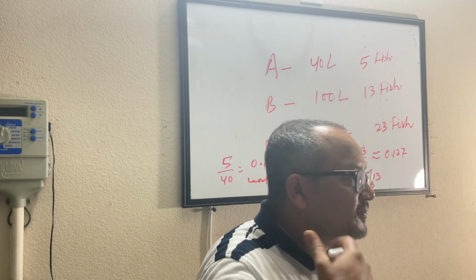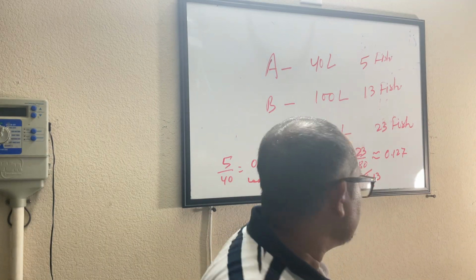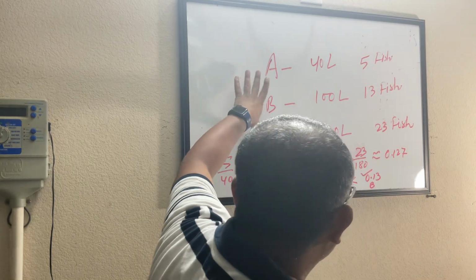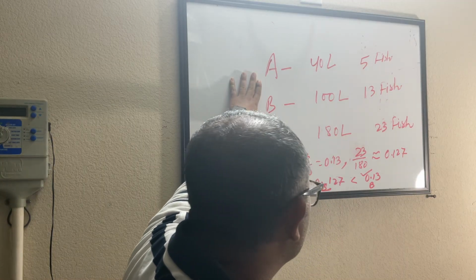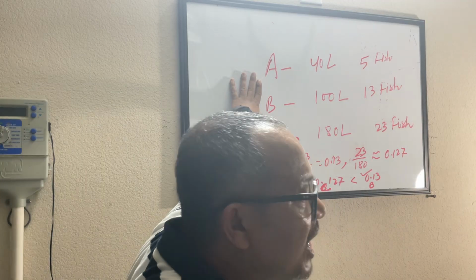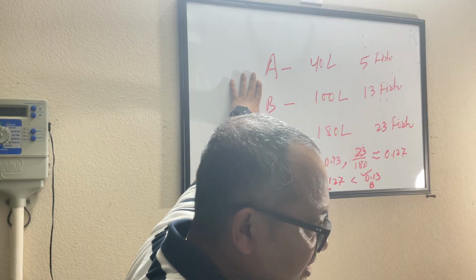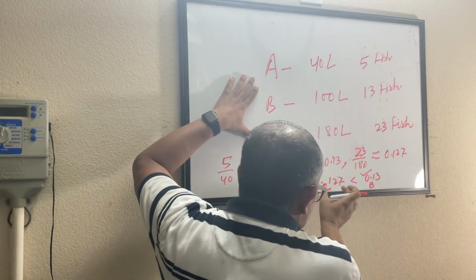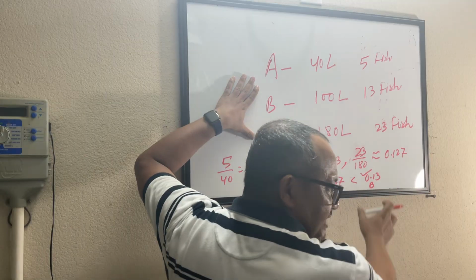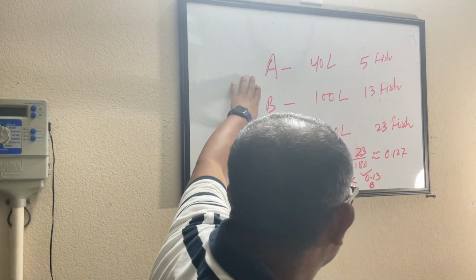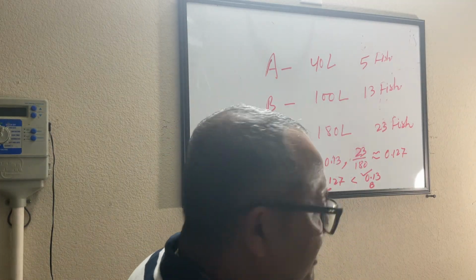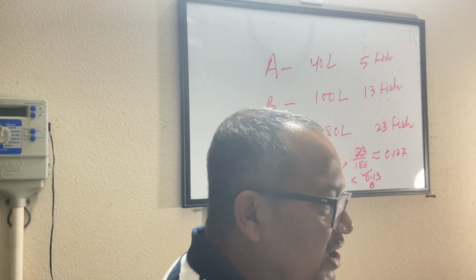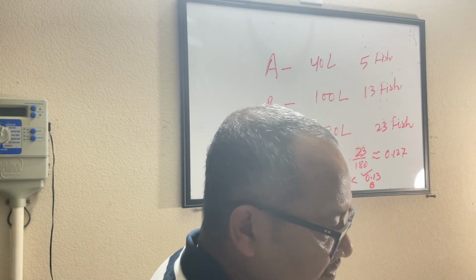So let's forget about the options. These are 3 tanks, and what she had to do was find out volume per fish and arrange it from least to greatest. That's how she had to arrange the 3 tanks. By looking at what she has done, tell me what is your observation of the mistake.